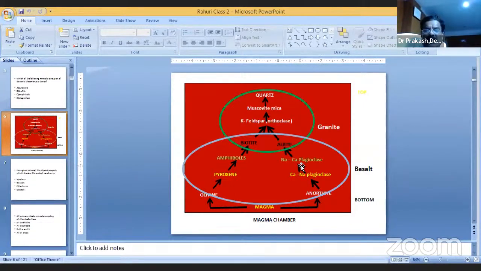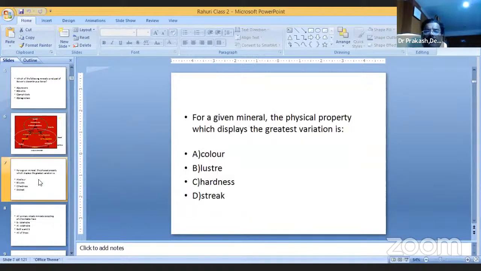Once the chemical composition of the magma, wherein the crystallization has utilized sodium, calcium, and iron, aluminium, magnesium and other things, then we are left with silica, potassium and others, leading to the formation of potassium orthoclase feldspar, muscovite mica and quartz.